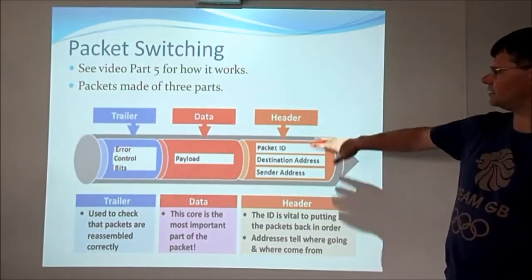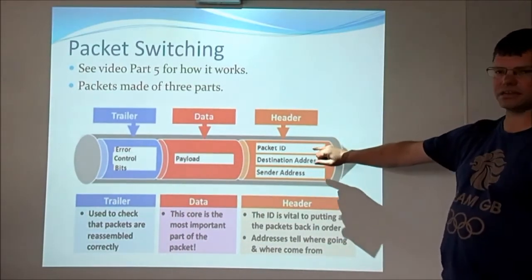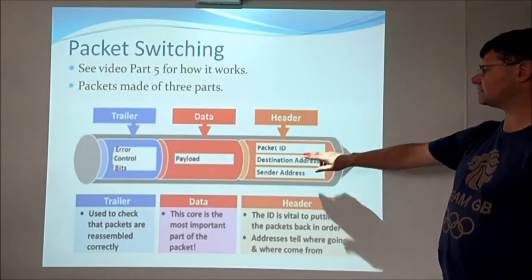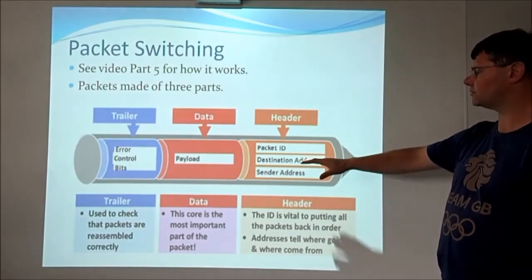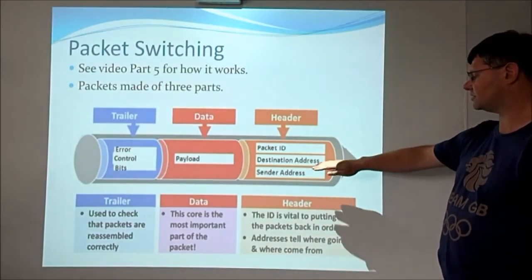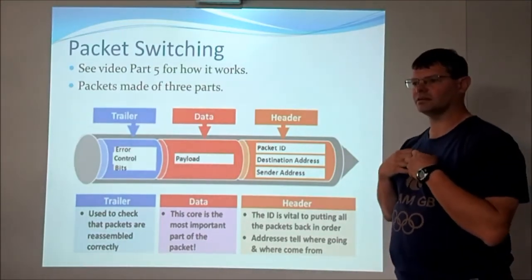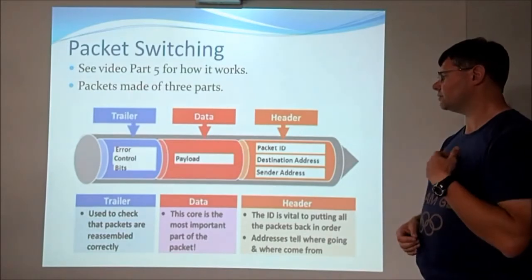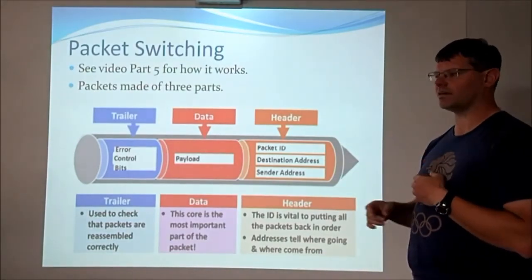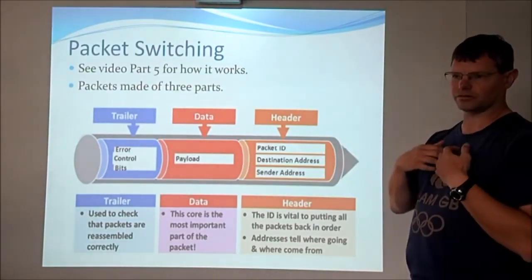So in the header, you have a packet ID code, you have the destination address, so the address of where it's going to, and you have the address of the person that sent it to you. So if you've sent a picture to somebody else, one of your mates, it will have the packet ID, it will have their address that you're sending it to and your address that you sent it from.